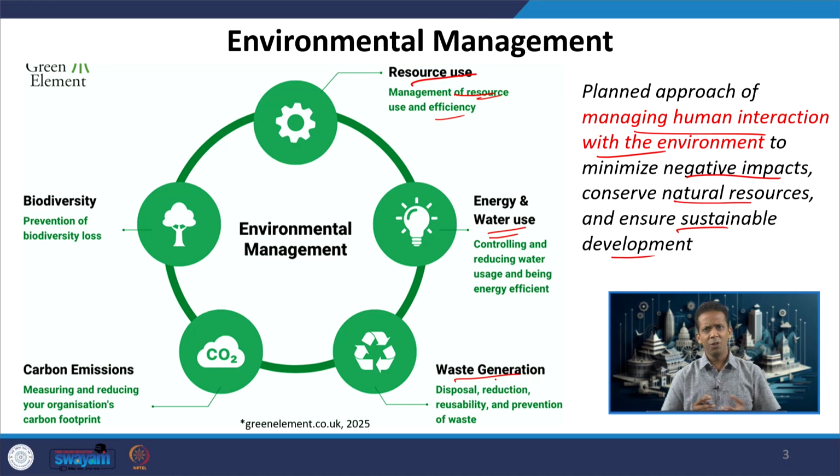Waste generation: first of all we should minimize the generation of waste, and if it is generated, we need to have efficient disposal or reduction measures in place, whether we can reuse it, whether we can recycle it. Those things would be covered in waste generation. Emissions: carbon emissions, how we measure them, how we reduce the environmental footprint or carbon footprint of an organization, that would be covered in the emissions part. And biodiversity: because of human activities and their impact on the environment, biodiversity is going to get affected. So, preventing that loss of biodiversity is again a key element of environmental management.